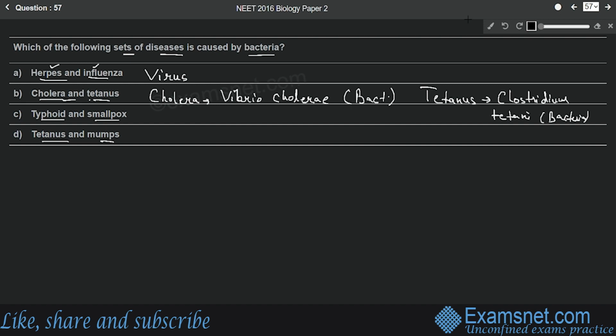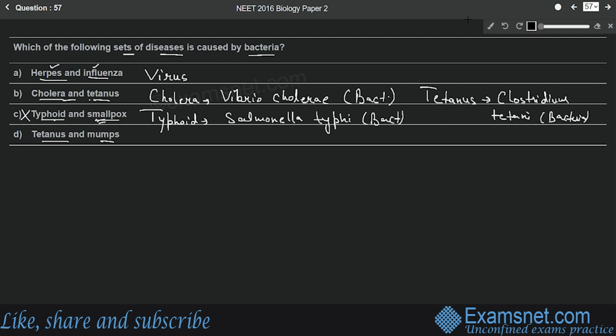In the third one we have typhoid and smallpox. So typhoid is caused by Salmonella typhi, and that is a bacteria. So the first one is caused by bacteria, but the second one, that is smallpox, is caused by virus. Okay, so smallpox is a viral disease, therefore this is not the correct option again.